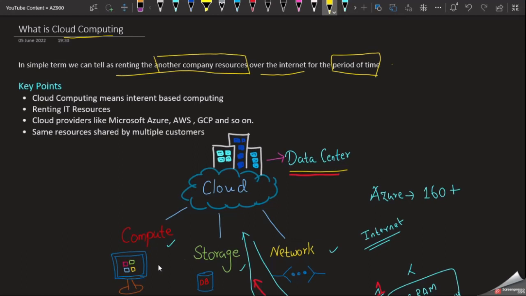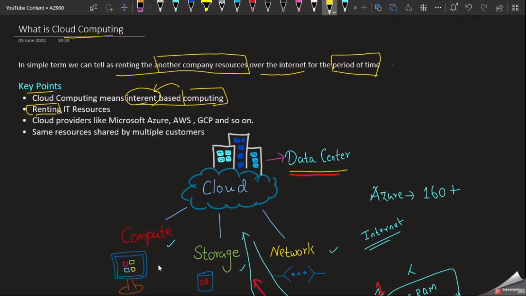Now we will discuss some key points about cloud computing. Cloud computing means internet-based computing. The computing is provided through the internet. And I already told you that all the resources we bring from the cloud are through renting. After the usage, we simply return them to the cloud. We only pay for the rented time. That is what renting IT resources.